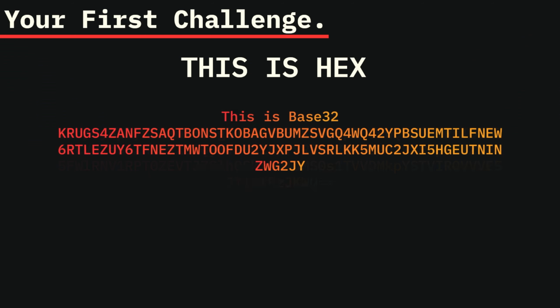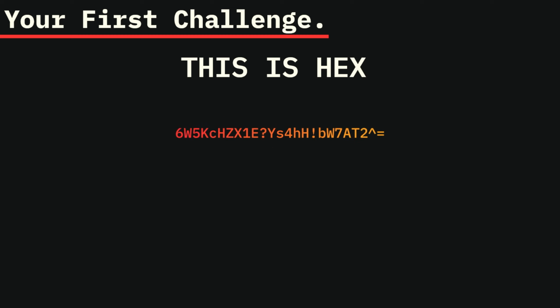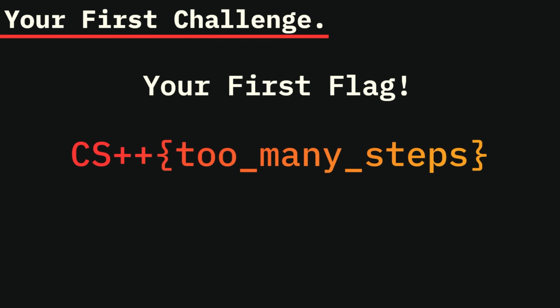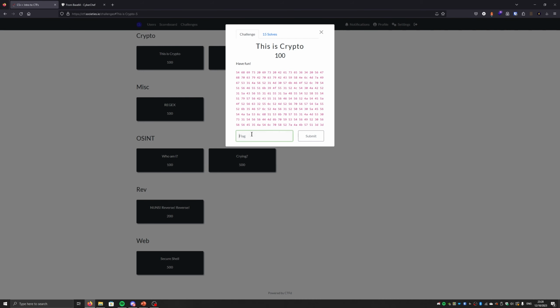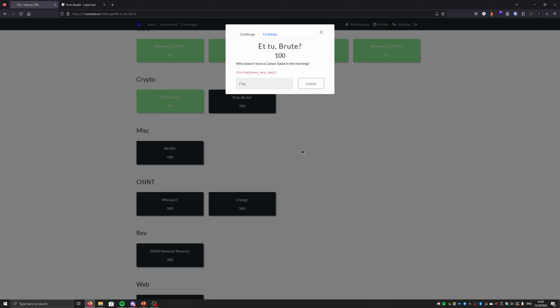So I'll step through this in the presentation. Base 32, we take it away. This now becomes base 58, you take it away. Base 85, take that away. All of a sudden, you get your first flag for a proper challenge, which is CS++, too many steps. And if we enter that here, that's correct. And now the next challenge is Et tu Brute.